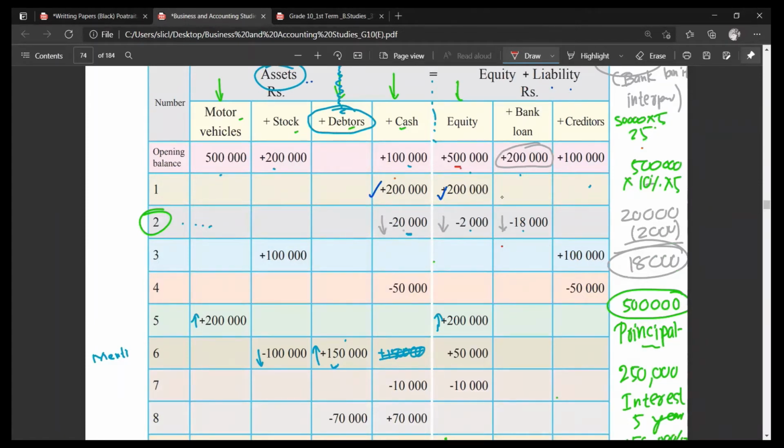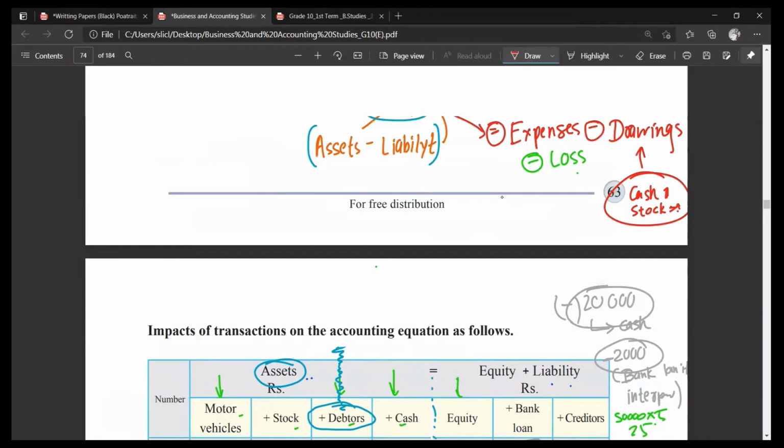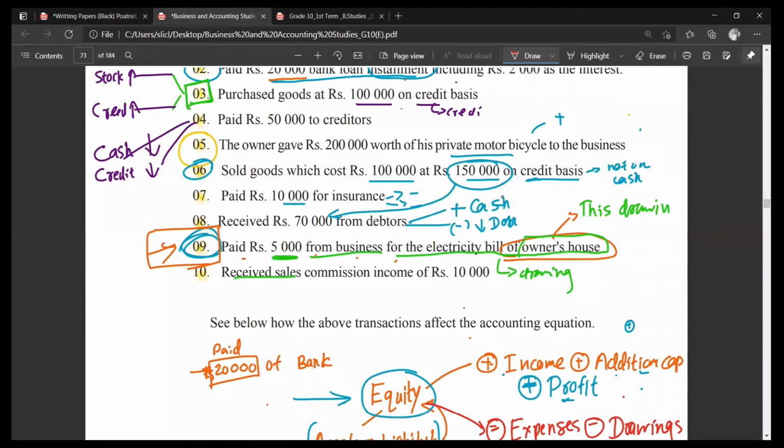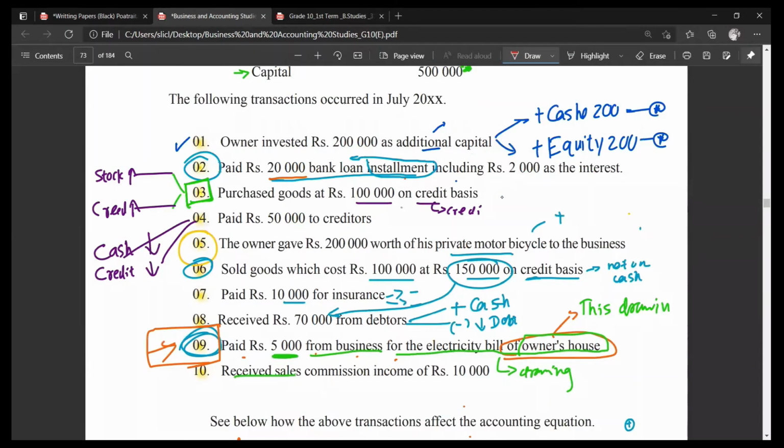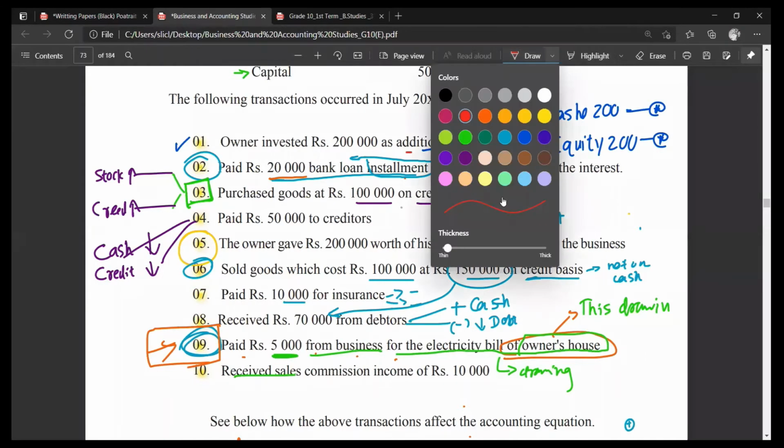First of all, guys, we need to go and check the transactions again. We need to find income and expenses. Not additional capital, not drawings like this. So these are not income and expenses.